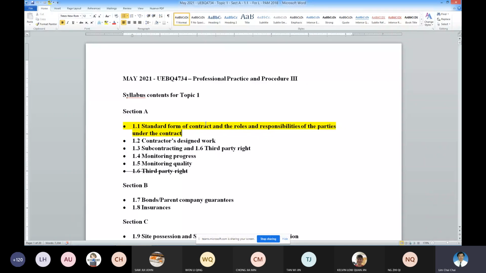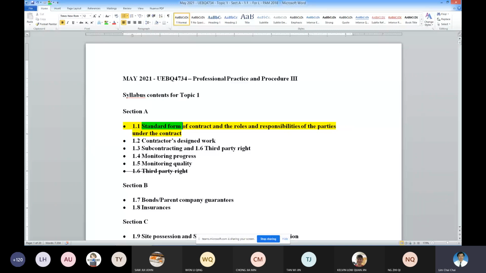That means the contract here means standard form is established under the standard form. The contract as so-called required under the standard form. This is what we're going to do. If you got extra time, then I will go to contractor's design work.